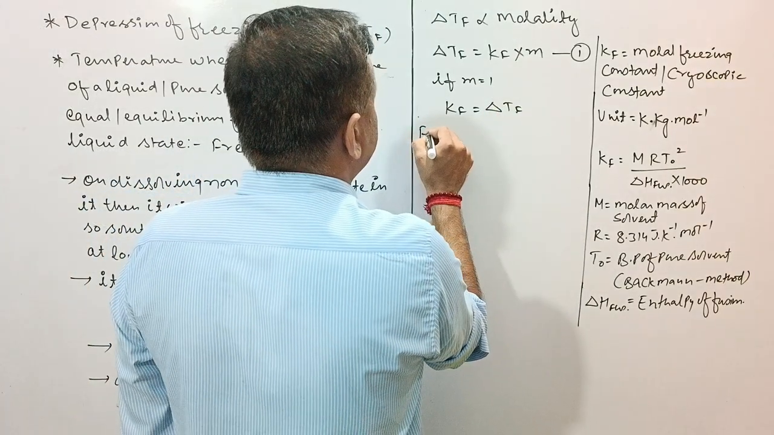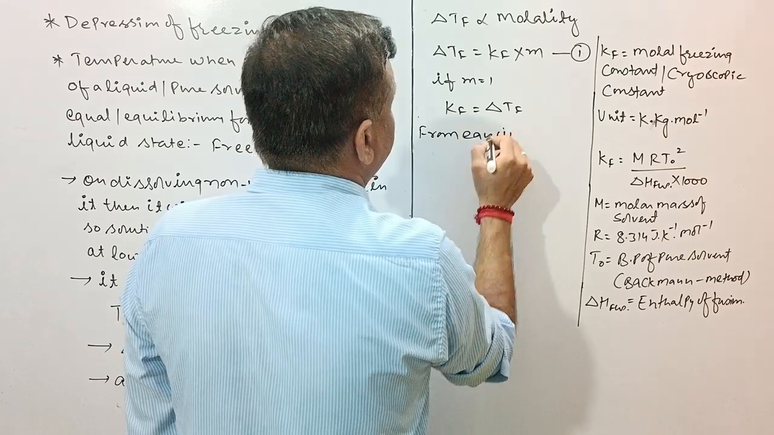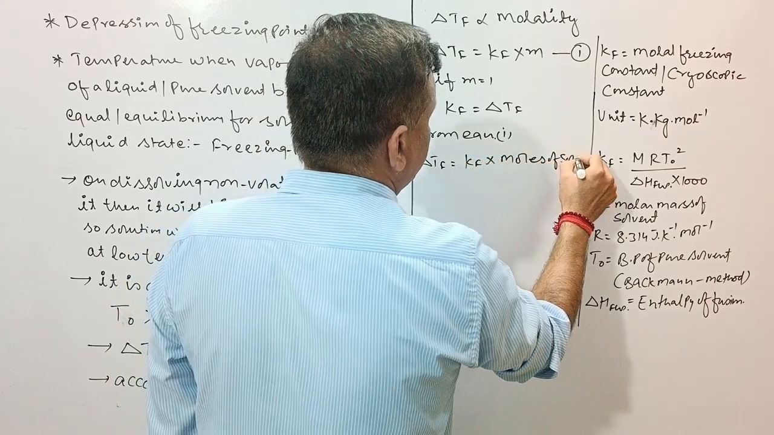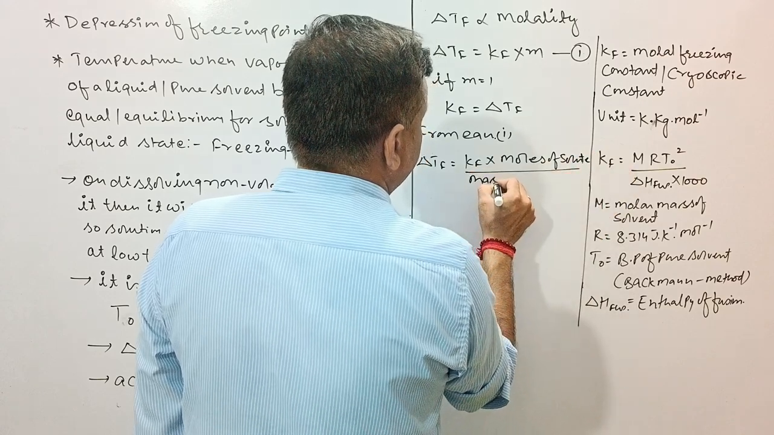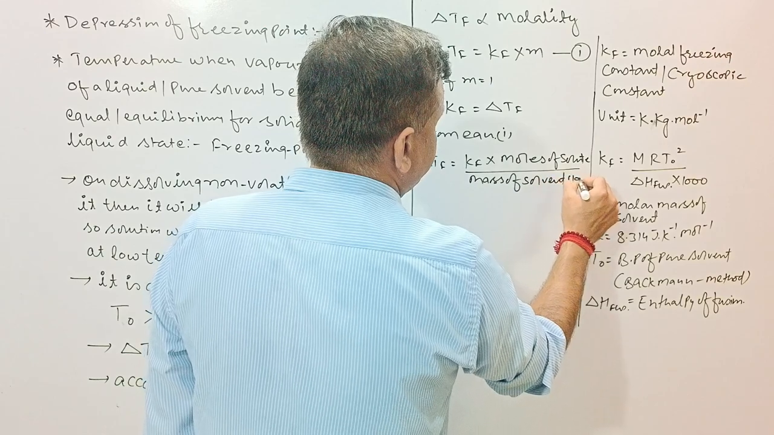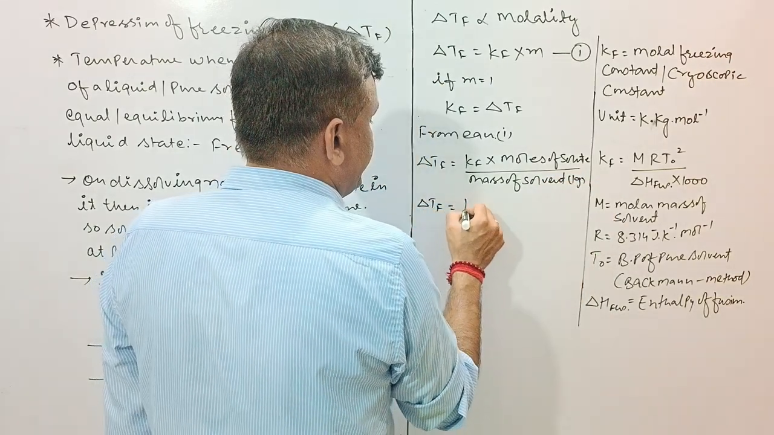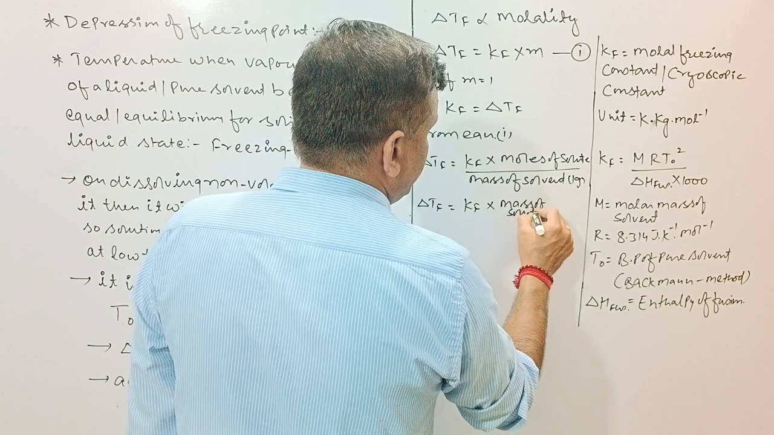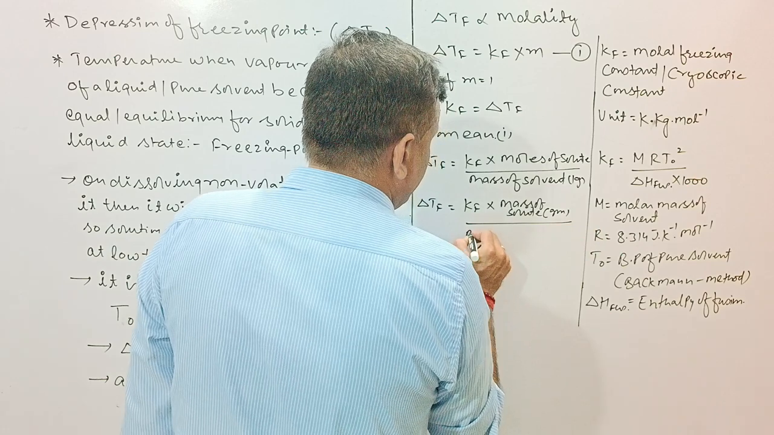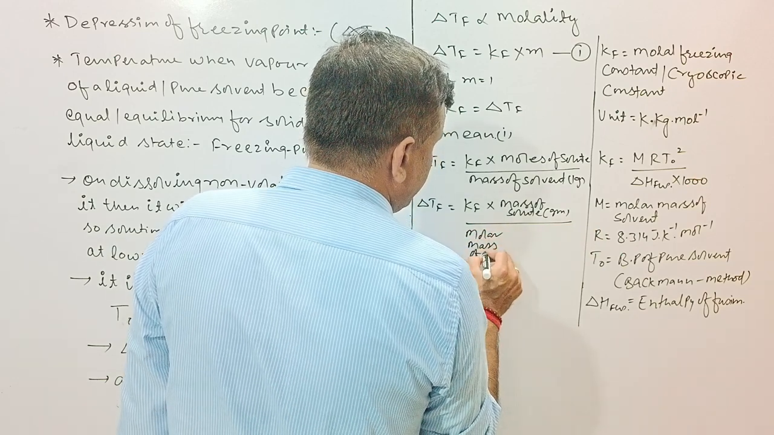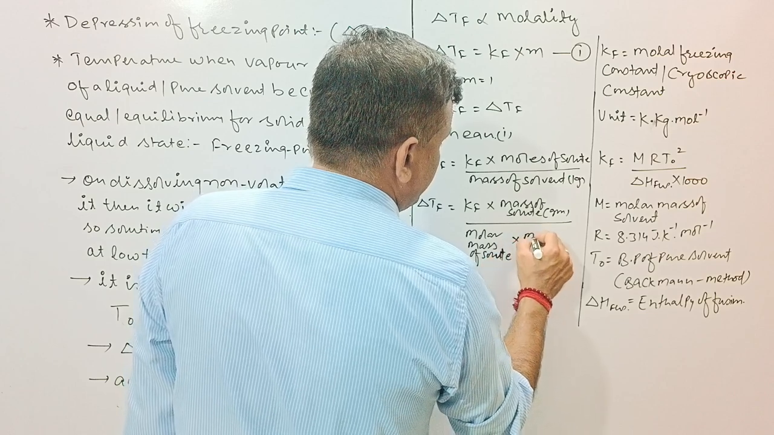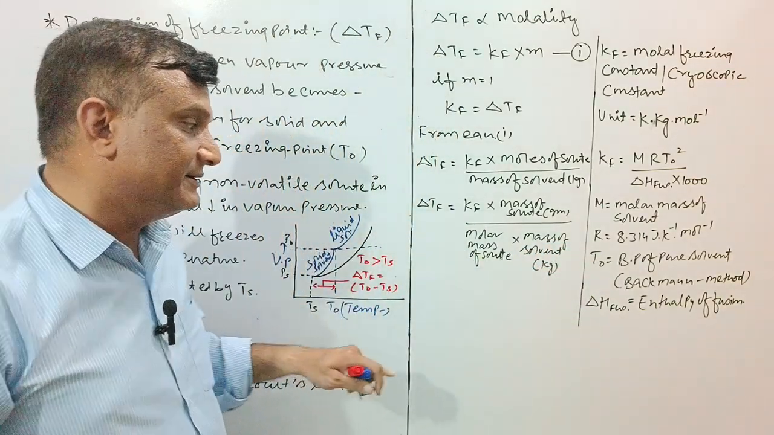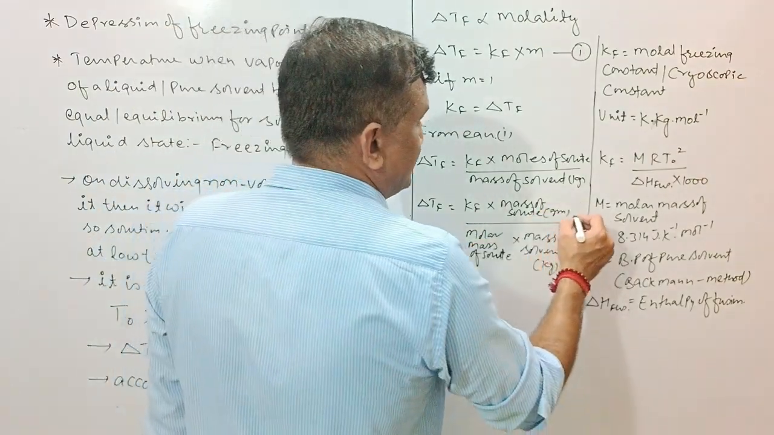Now, from equation first, del Tf is equal to Kf into moles of solute upon mass of solvent in kg. Moles can be determined as mass of solute in gram, the given mass, upon molar mass of solute, and molar mass of solute into mass of solvent in kg. Whenever the solvent mass is in gram, it is multiplied by 1000. This is equation number second.